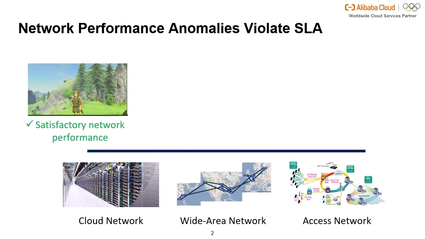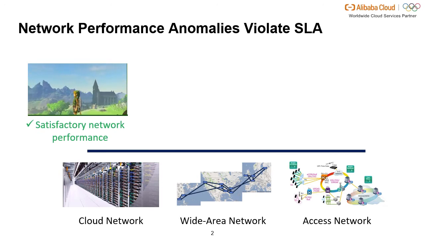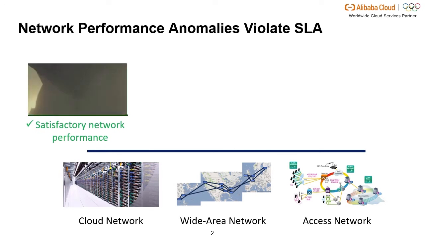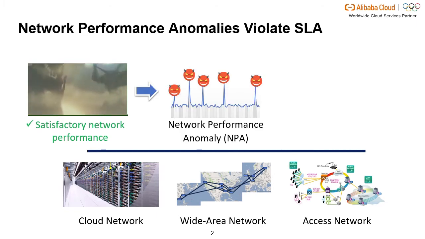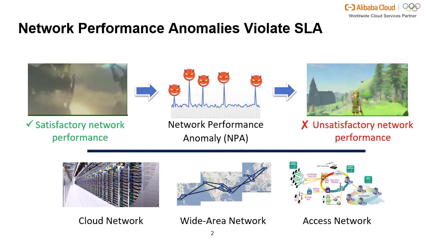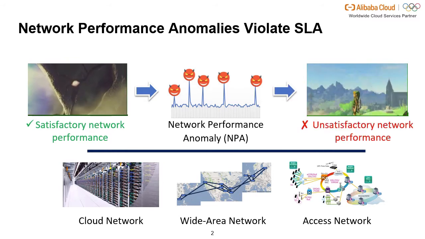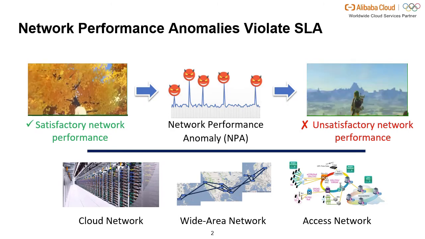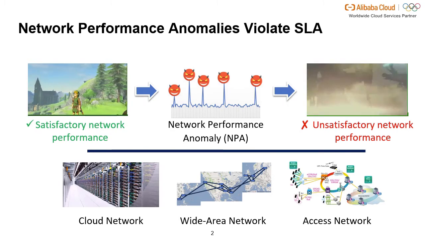If networks can deliver satisfactory performance, we can get guaranteed SLA and great quality of user experience. But bugs and failures in configuration, software, and hardware are inevitable for networks. Thus, applications often suffer from unceasing network performance anomalies, or NPA. Network performance anomalies can severely violate SLA. Even occasional latency spikes can bring unacceptable damage to user experience.